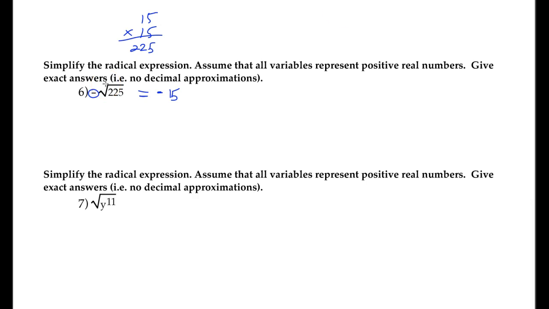Now, the purpose of this question, whenever we say assume that all variables represent positive real numbers and give exact answers, not decimal numbers. Let's say I gave you something like this, what is the square root of 80? Now, one thing that we know is that 80 is 8 times 10, but we also know that it's 16 times 5. So I could rewrite this as square root of 16 times square root of 5. And here, I know that square root of 16 simplifies to 4.